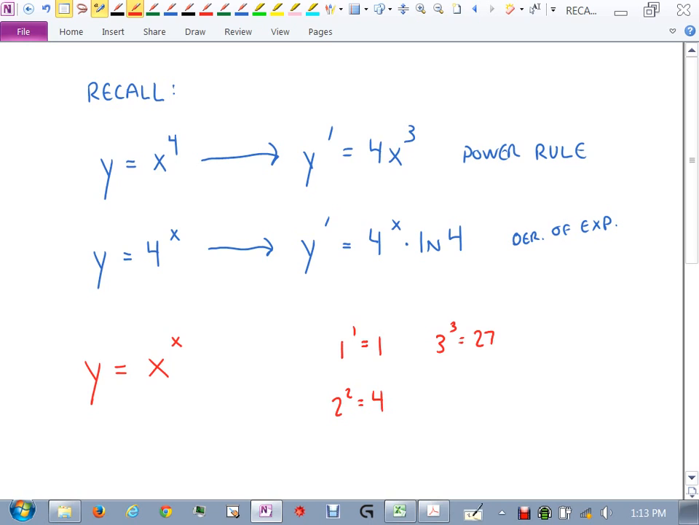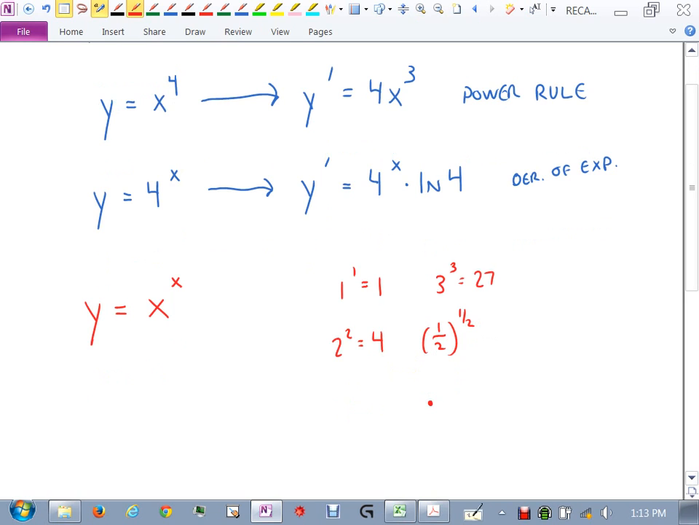I guess the only thing would be, what if you plug in things that aren't nice integers, nice numbers like that? Could you do maybe 1/2 to the 1/2? So you're plugging in 1/2. Isn't that just the square root of 1/2? Right? Square root of 1/2. Makes perfect sense. You can take the square root of 1/2. How about if I plug in something like 0.1 to the 0.1? Well, that would be like the 10th root of 1/10. So this makes perfect sense.